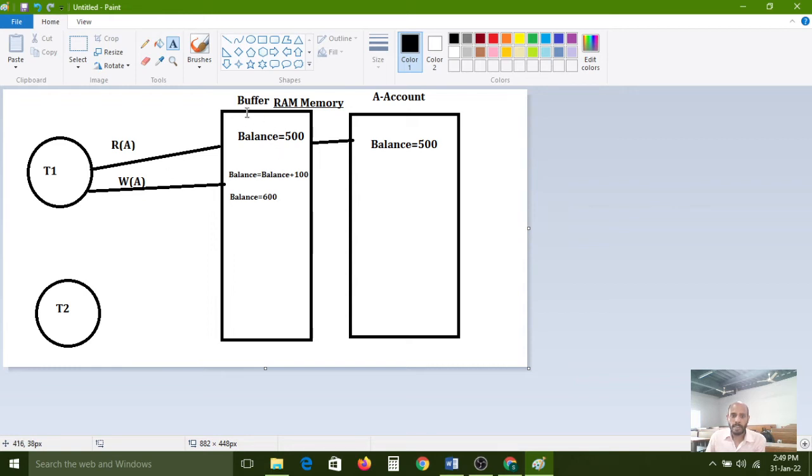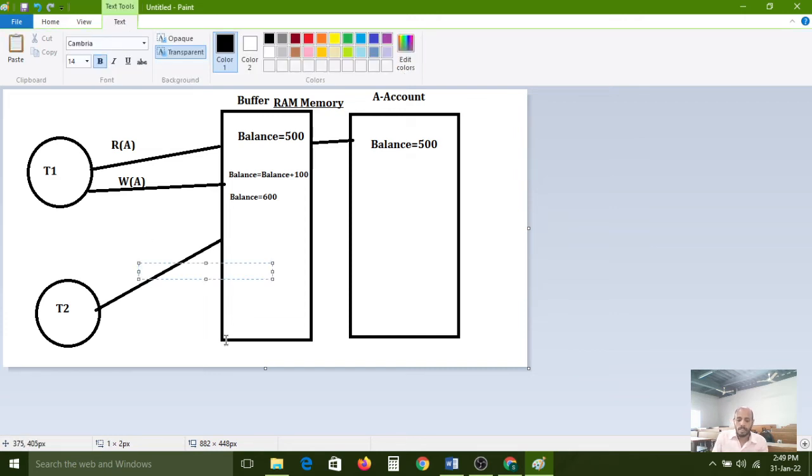Then the amount is stored where? In the buffer memory. And the T2 transaction is also reading the same account data. Each and every transaction first checks whether the data is available in the buffer memory. So the balance is what? 600. It will collect the data from buffer memory. If the balance variable is not there in buffer memory, then it will collect the data from A account directly. So here the 600 rupees amount is available in buffer memory now.